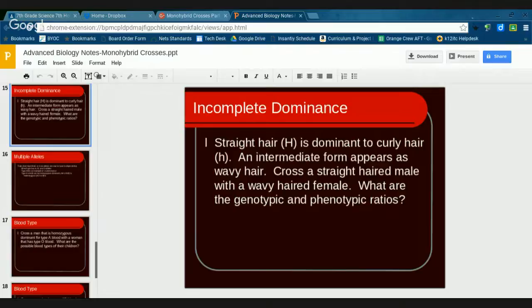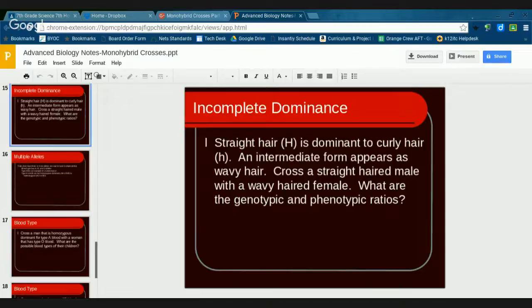Okay, so you should hopefully have come up with, you've got a straight-haired male, so that means he's homozygous dominant, and you've got a wavy-haired female, which means she's heterozygous. That's that intermediate form. So your genotypic ratio should be a 2 to 2 to 0. If you put the male on top and the female on the side, the two kids on the top, two boxes, those would be homozygous dominant, and then the two kids on the bottom would be heterozygous.